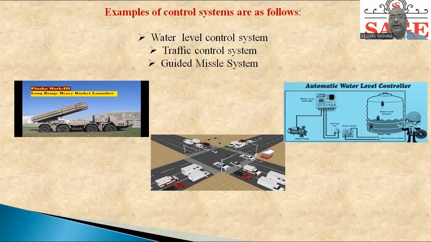So this is just an idea of the basic concept of control system types and classification. In coming classes, I will cover transfer function, numerical examples, and some problems.